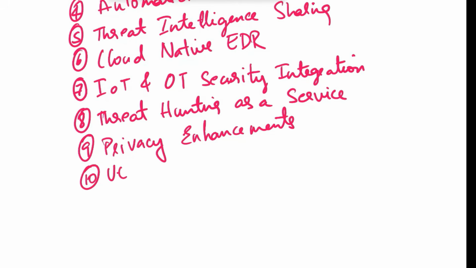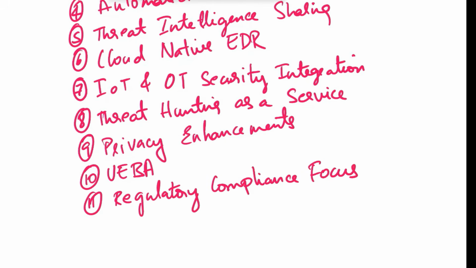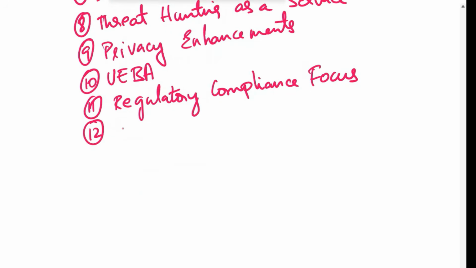Next one is UEBA, that is User and Entity Behavior Analytics. EDR solutions will integrate UEBA capabilities to better understand and detect anomalous behavior at both the user and entity levels. This will improve the ability to detect insider threats and credential misuse. Another one is regulatory compliance focus. EDR solutions will increasingly provide features to assist organizations in meeting regulatory compliance requirements such as data protection regulations and breach reporting mandates. Next one is continuous improvement in threat detection.